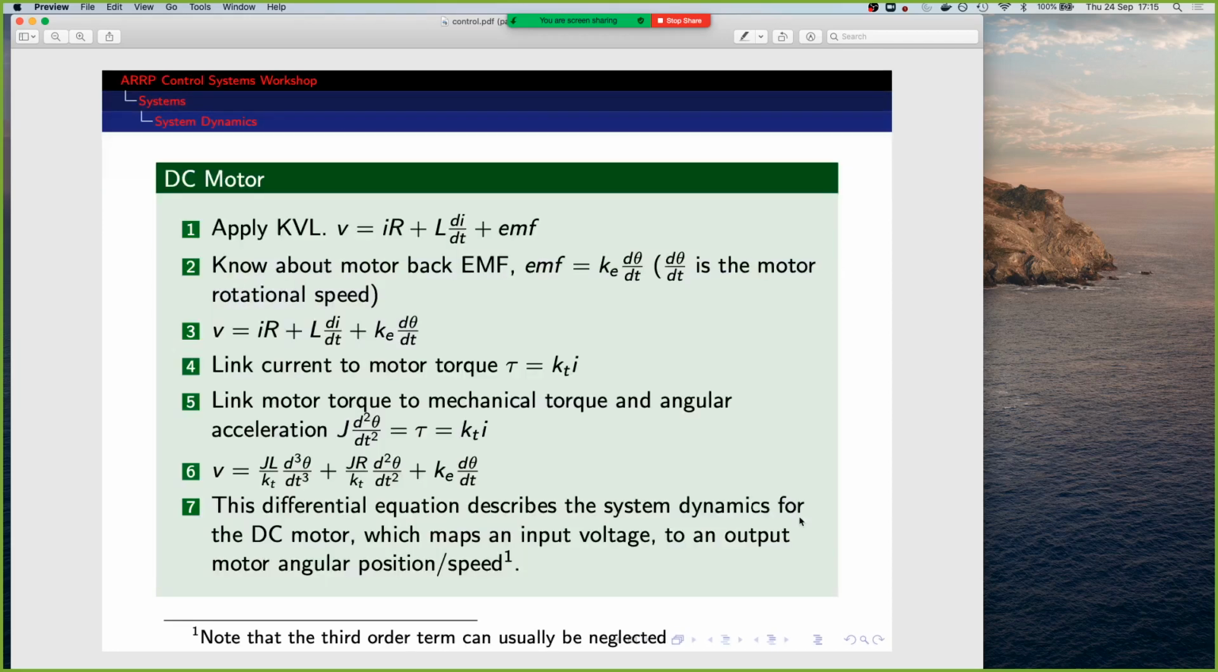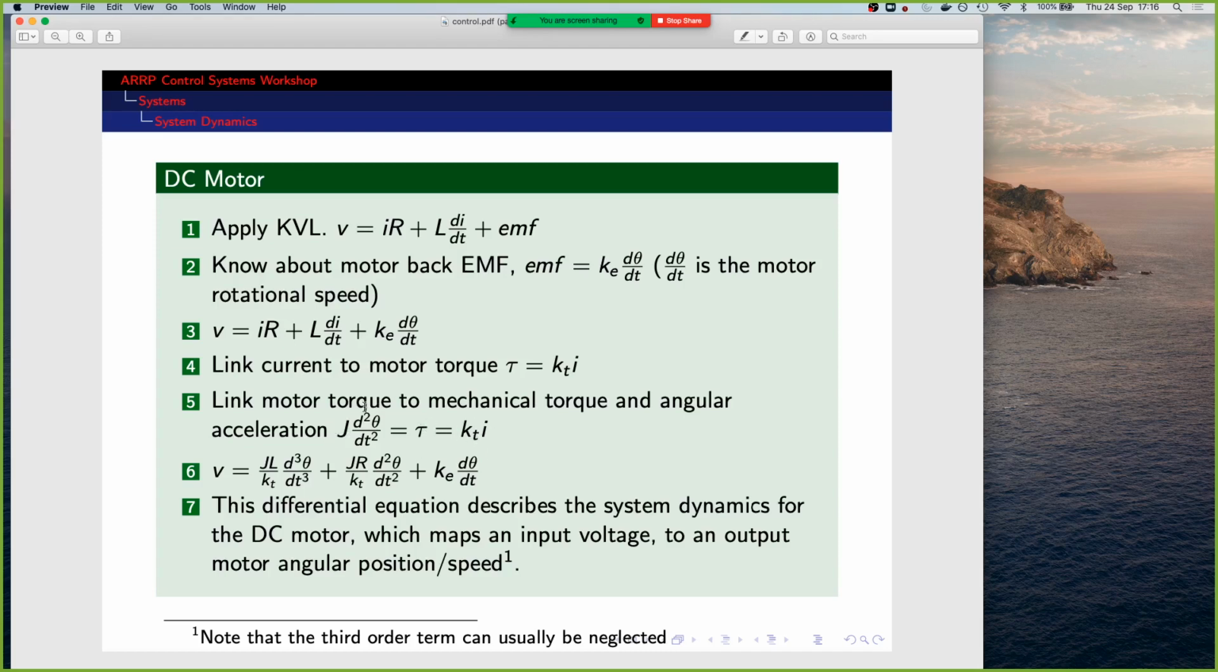First of all, we'd apply Kirchhoff's voltage law around the loop. Just all the voltages add up. And we need to implement some knowledge of what that back EMF is doing, which is this relation here: a constant times the rotational speed, so the rate of change of the angular position, or the angular speed of the motor shaft. We use that in the equation. We need to know how to link the motor current to the motor torque, which is by this relation. And then we can link that to the mechanical torque and the angular acceleration of the motor using this relation.